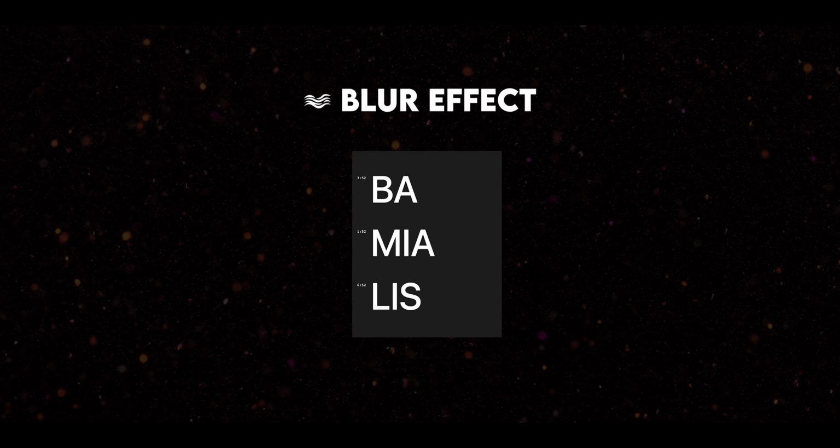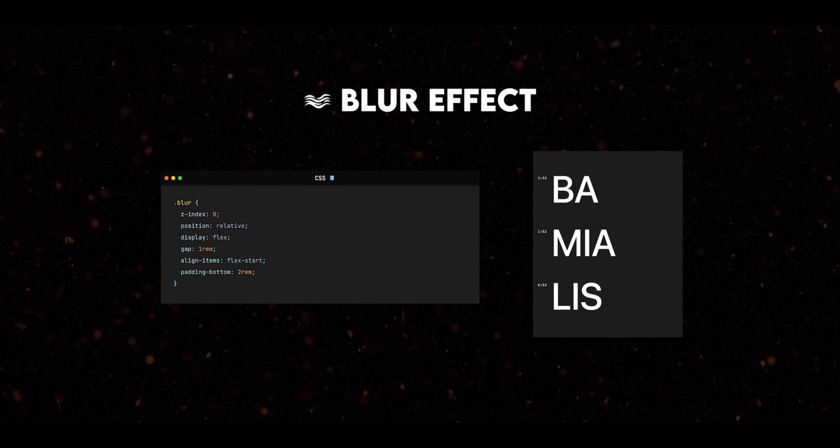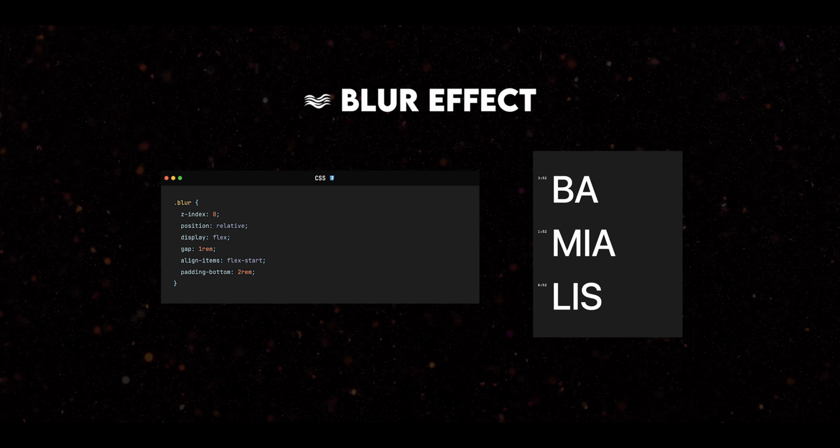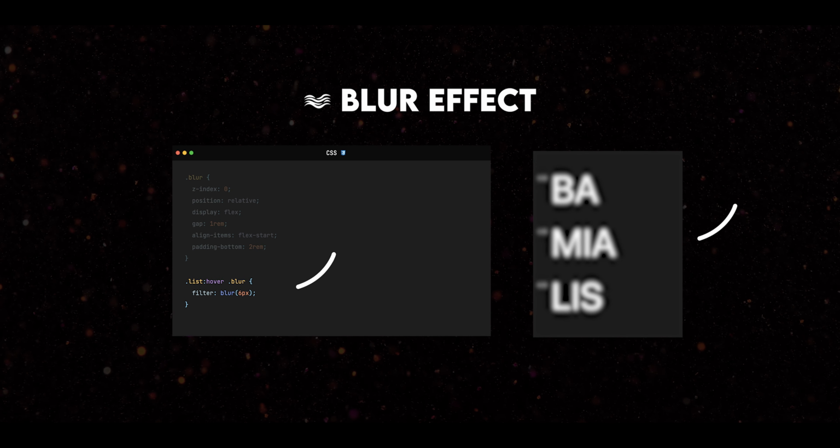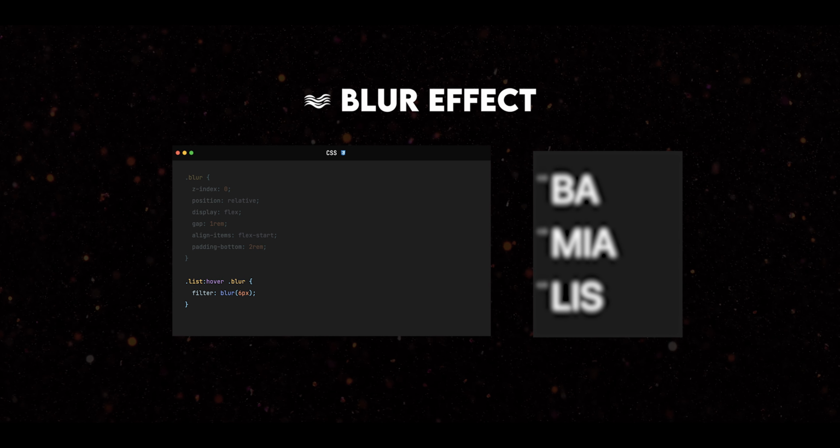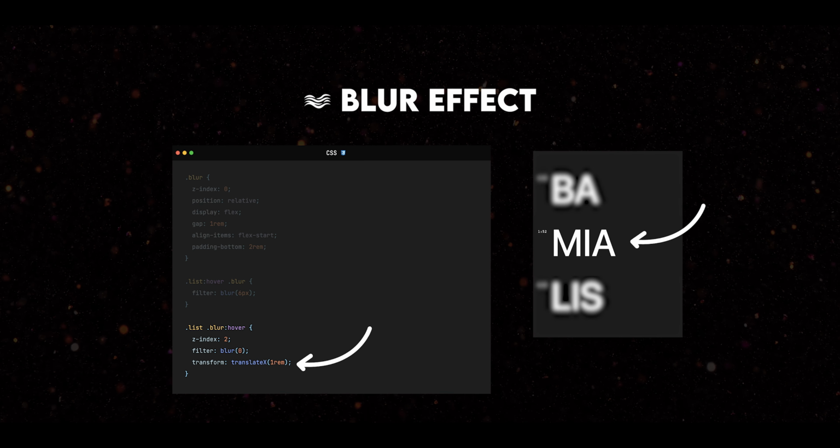Alright, let's kick off with blur effect. We'll start by styling the caption, time, and their layout. Next up, we'll add blur to our text list. When we hover over it, we're going to add a little twist. We'll unblur the text that's being hovered over.